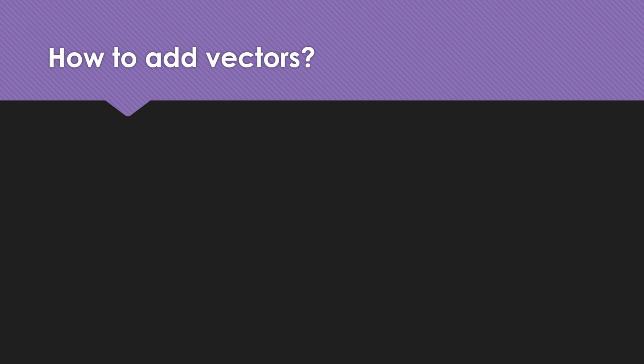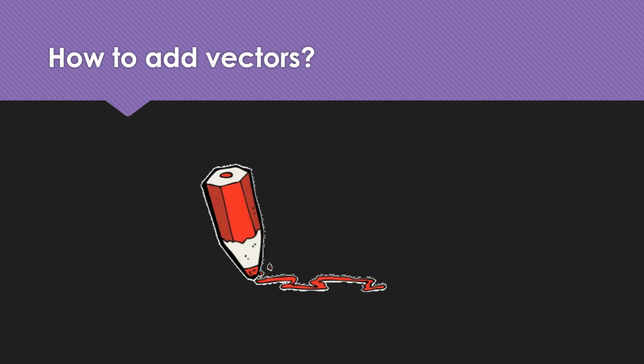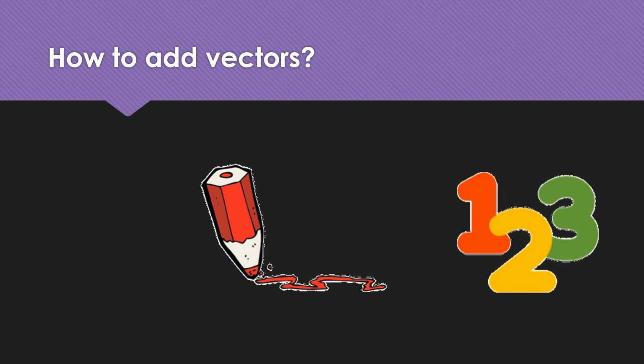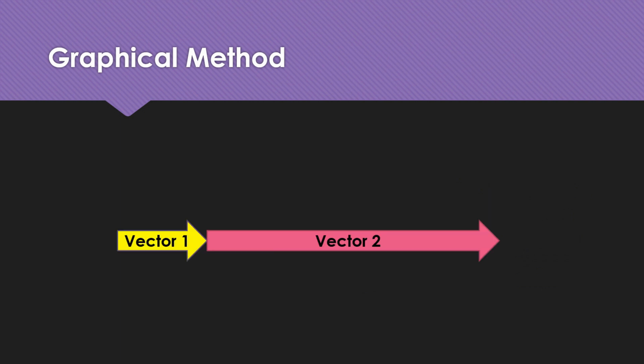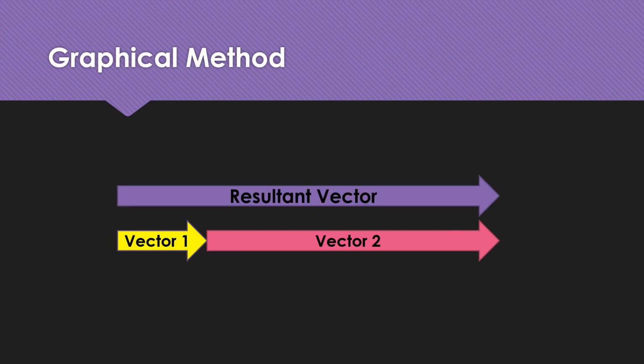We can add vectors in two ways, drawing it through the graphical method, which we will discuss today, and the other through computation or the vector component method, which we will discuss in the next video. Adding vectors through the graphical method is done by drawing each vector in one flow. Observe how vector number 2 is placed on the tip of vector number 1. By doing so, we result in the sum, which we call the resultant vector, or R.